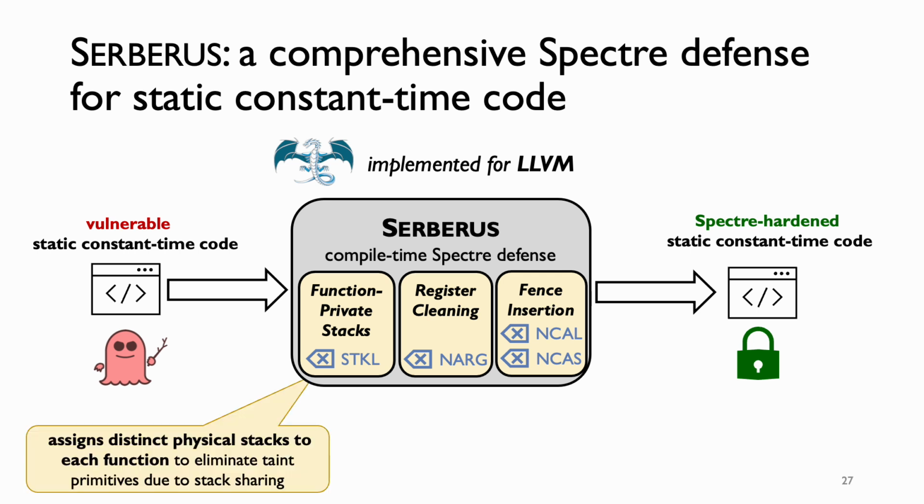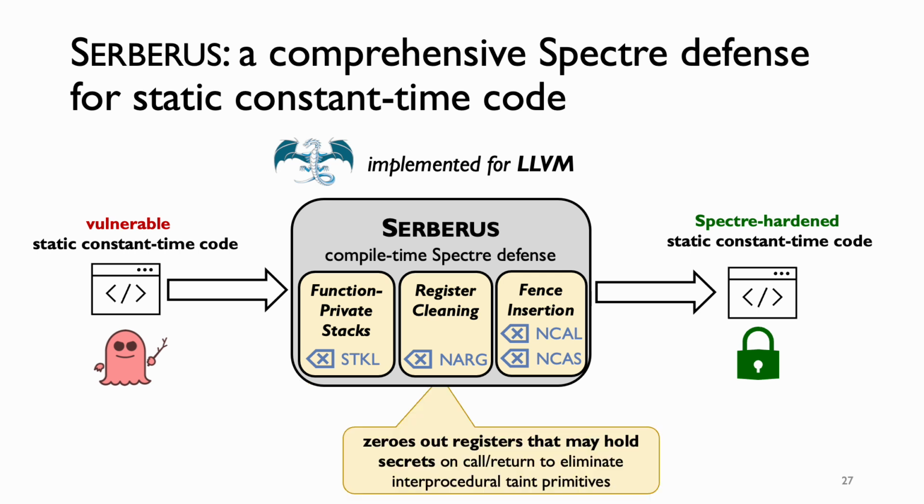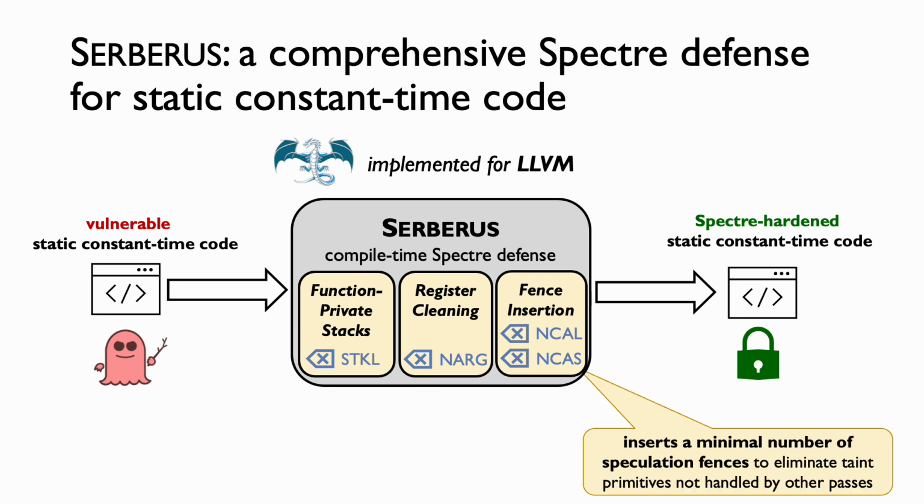So the first pass is function private stacks. This assigns distinct stacks to each function in order to eliminate taint primitives due to stack sharing, aka stack L. The register cleaning pass zeroes out registers at calls and returns to eliminate interprocedural taint primitives, that is, the NARG taint primitives. And the final pass to run, the fence insertion pass, inserts a minimal number of speculation fences to eliminate the 2 remaining classes of taint primitives the former 2 passes don't handle, that is, NCAL and NCAS taint primitives.